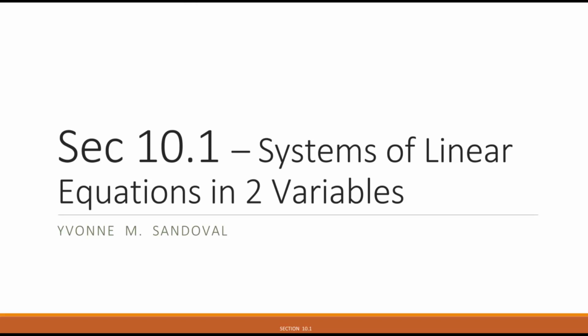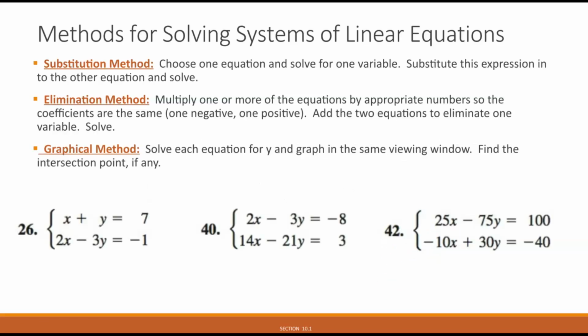Systems of linear equations in two variables, part 3. Okay, so we've been looking at the different ways that we could solve systems of linear equations. We have substitution, we have elimination, and we have the graphical method. We also have looked at the types of solutions that we can get when using these methods. The types of solutions are one solution, no solution, or infinite solutions.